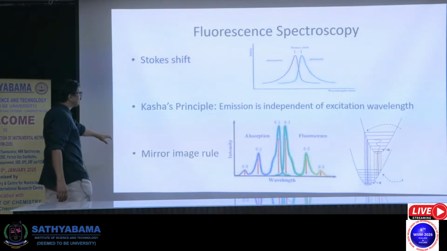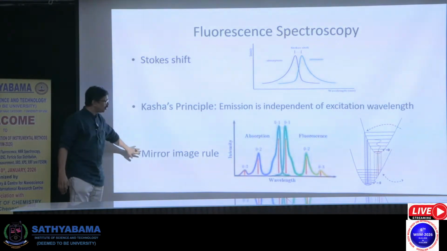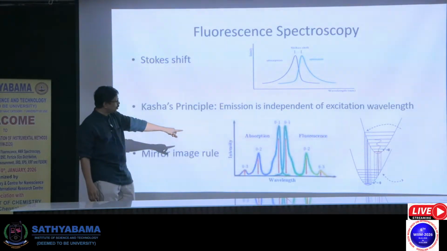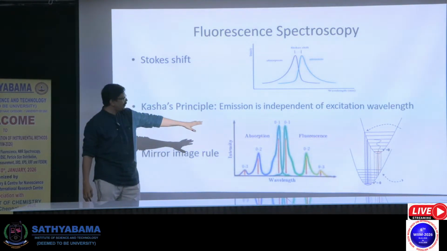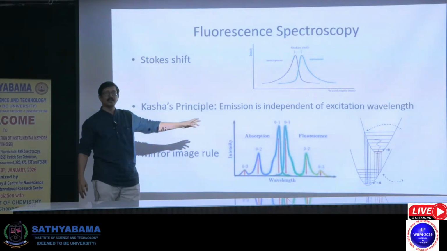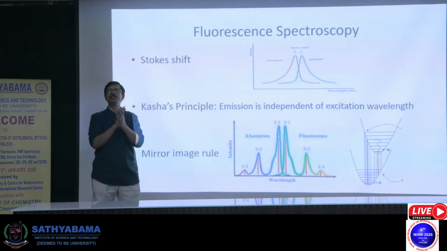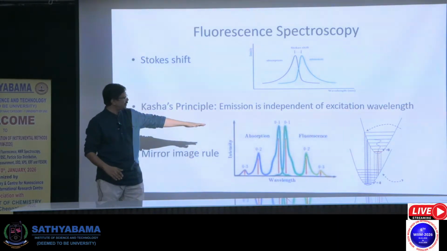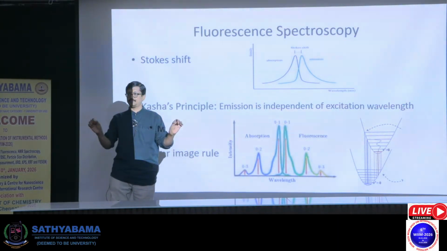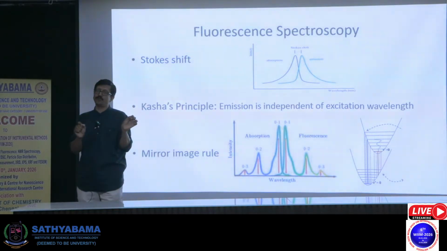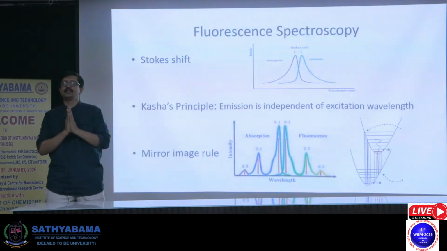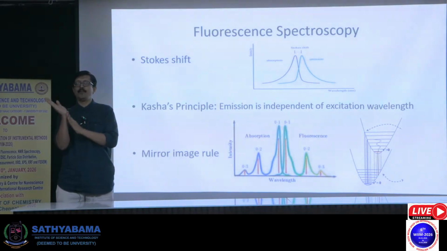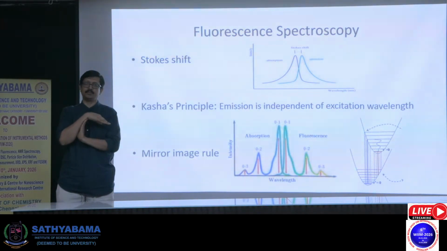The third one is called the mirror image rule. This is also a general principle. All compounds may not exhibit it. The mirror image rule says that your absorption and emission, absorption and fluorescence, will look like a mirror image to each other. Right? What are the peaks? The other peaks. Only the energy is varying. The energy of absorption and the energy of emission is different, but there is an intensity mirroring happening between absorption and emission.